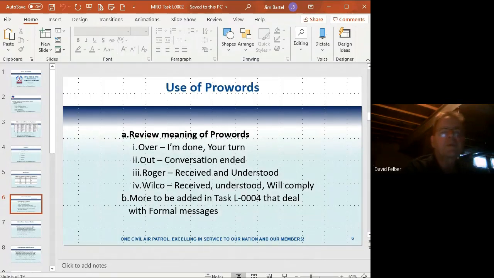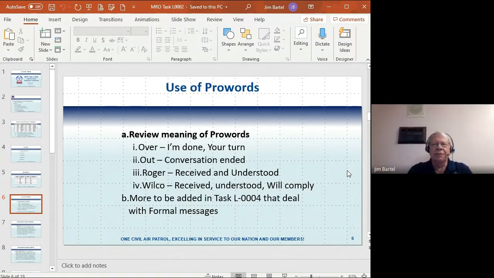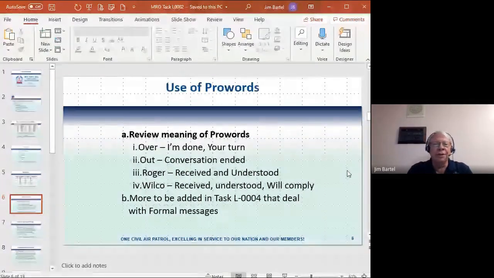Okay, a quick review of pro words. Over means I'm done, it's your turn. Out means the conversation is ended. Roger means I received your message and understood. Wilco means received, understood, and will comply. And we'll talk more about pro words when we get to L0004. L0004 is message writing, or understanding formal messages, and there are going to be a bunch more pro words we're going to be using there.